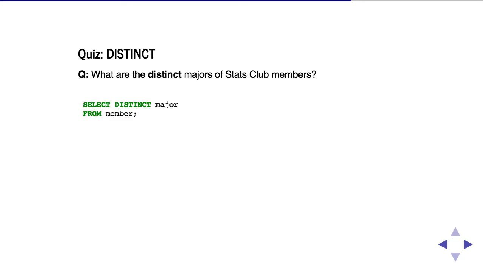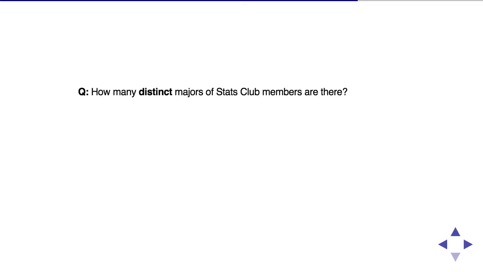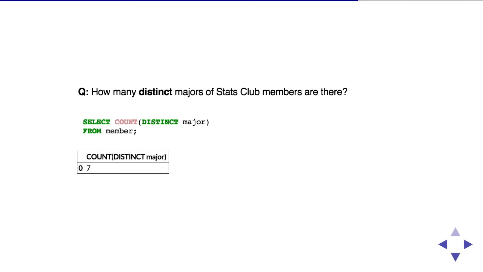So, distinct major. We select distinct major from member, and it gives us all the distinct majors like stats, pure math, CS, applied math. How many distinct majors of stat club members are there? We select count, and inside of count we have distinct and our major, and this returns a number. It filters out which ones are unique in this column, and just does a count on them.